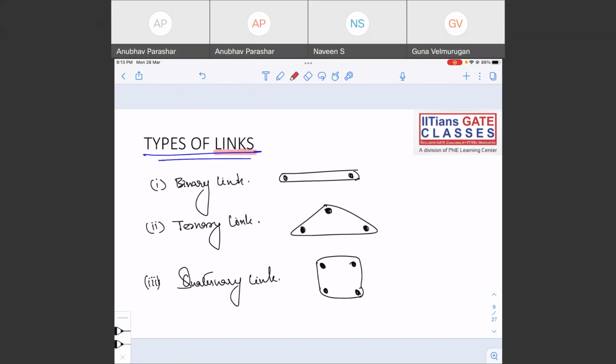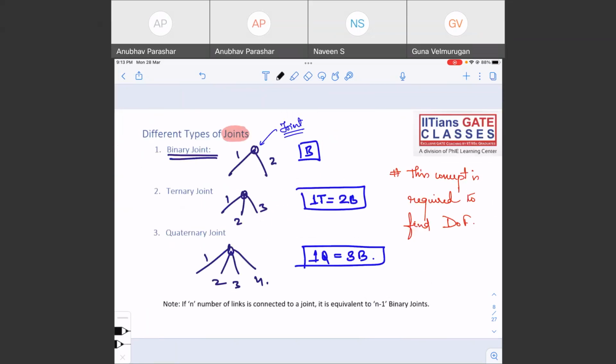Here we are talking about links, the smallest element. It could be binary where you can join two other links, ternary where you can join three other links, or quaternary where you can join four other links. Here we are talking about joints. What are joints? Joints and links. You must know the difference. What is the difference between a joint and a link?